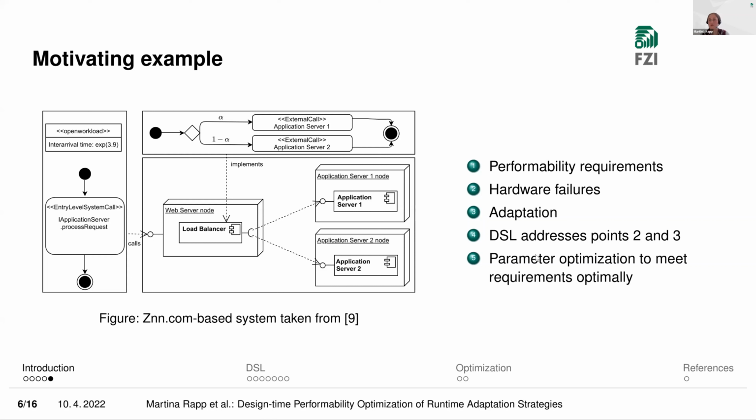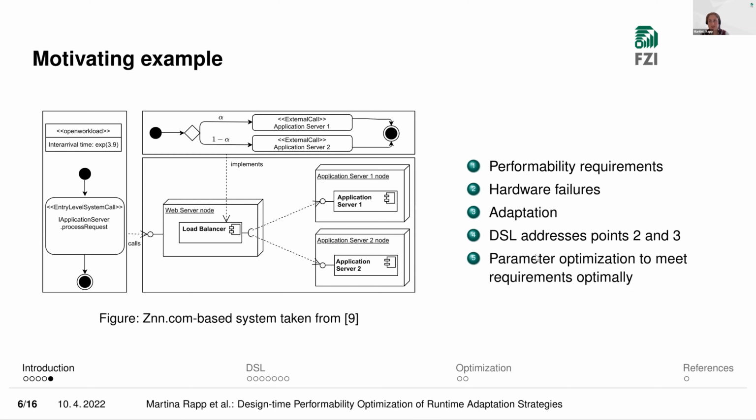When you are now looking at the performability requirements, they include mainly two factors that can degrade the system performance. One is the overload scenarios due to high workloads. And the second one are hardware failures, like, for example, failing application server nodes. A typical adaptation strategy for this scenario now would include the handling of the load distribution and also the handling of unavailable nodes. And this corresponds to the points 1 to 3 on the slide.